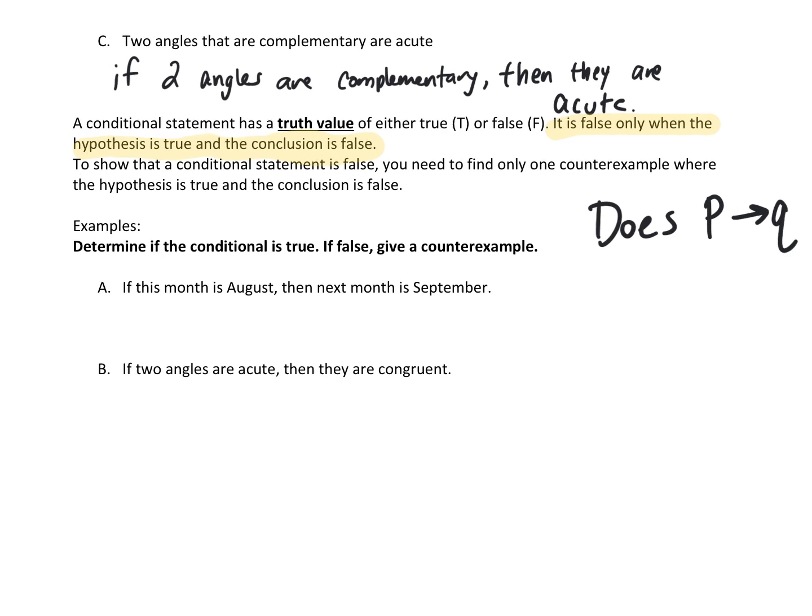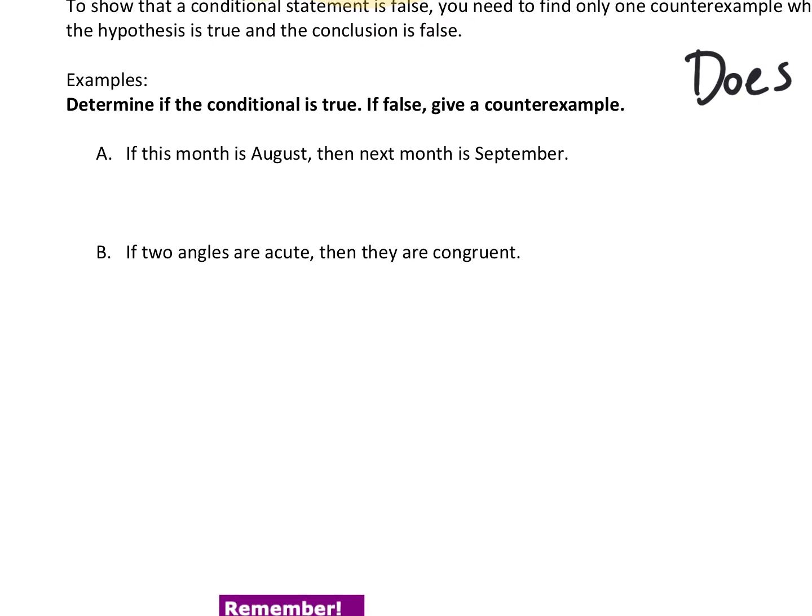So let's look at some examples here. So here's our statement. The hypothesis is this month is August. The conclusion, next month is September. There's really no other way to come up with this. I think that because it's a socially generated calendar, we know the order of our months is fixed. August always leads to September. There's no way to make this statement false. If this month is August, the next month is September, there's no counterexamples we can create.